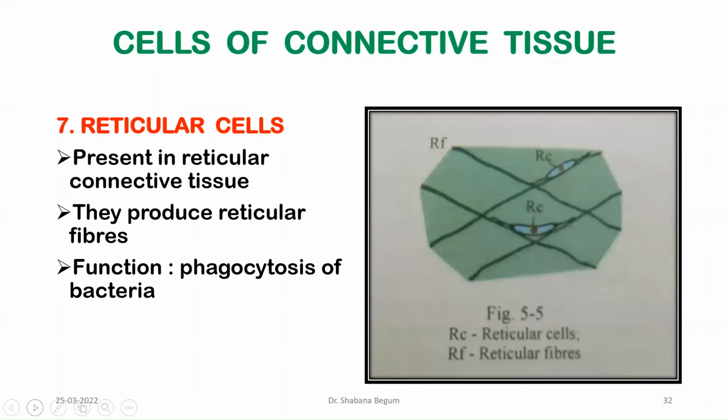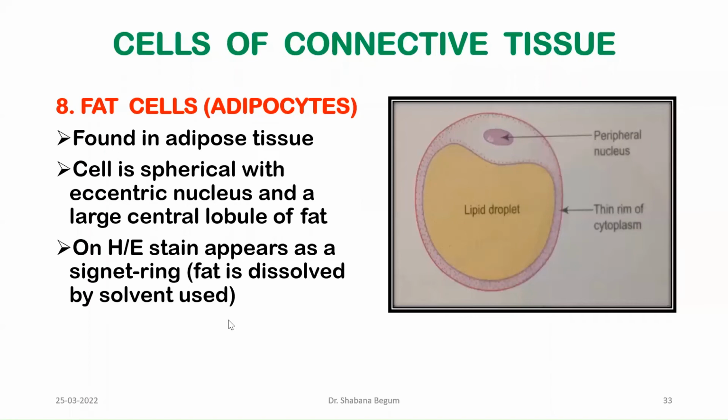These are the reticular cells, which help in phagocytosis. Next is the fat cells, that is the adipocytes, which are found in the adipose tissue. We can see the cell is spherical. The nucleus has been pushed to one side because of the large globule of fat in the center. On HE stain, it gives a signet ring appearance.